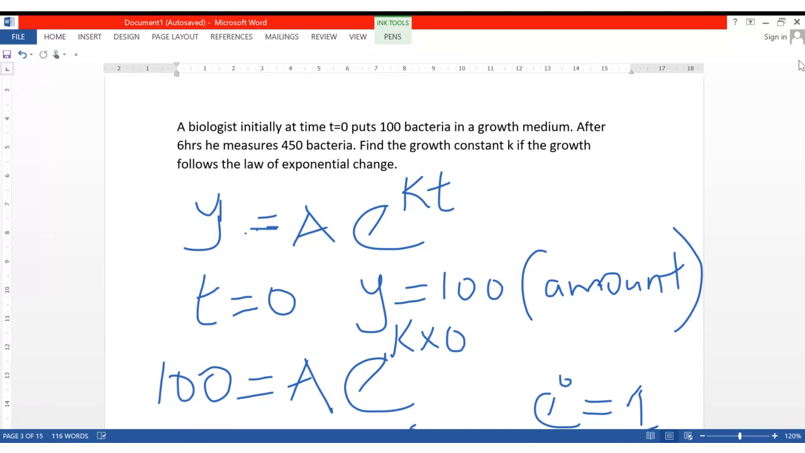Now, this is the other condition that has been given. The first condition is always used to find the value of a. The second one will help me get the value of k, because in my equation I don't have any other unknown a. I've gotten the value of a. Now I need to use the second condition. So what does the second condition say? After 6 hours, he measures 450.